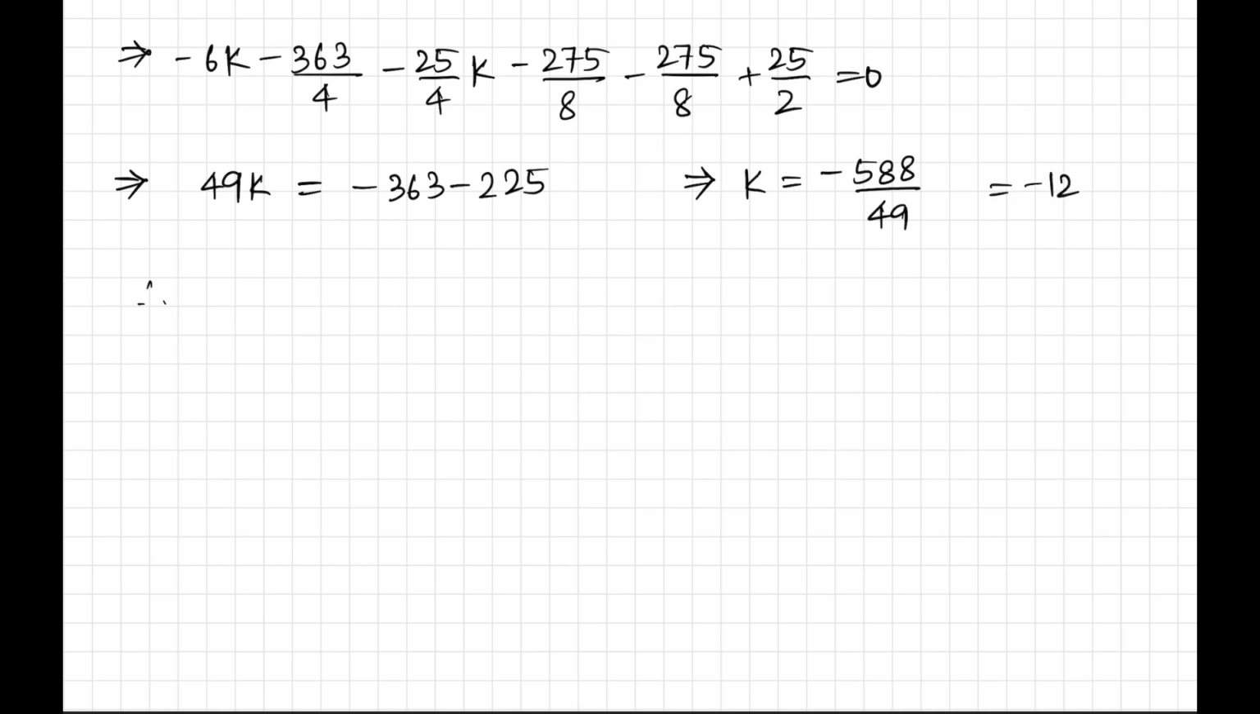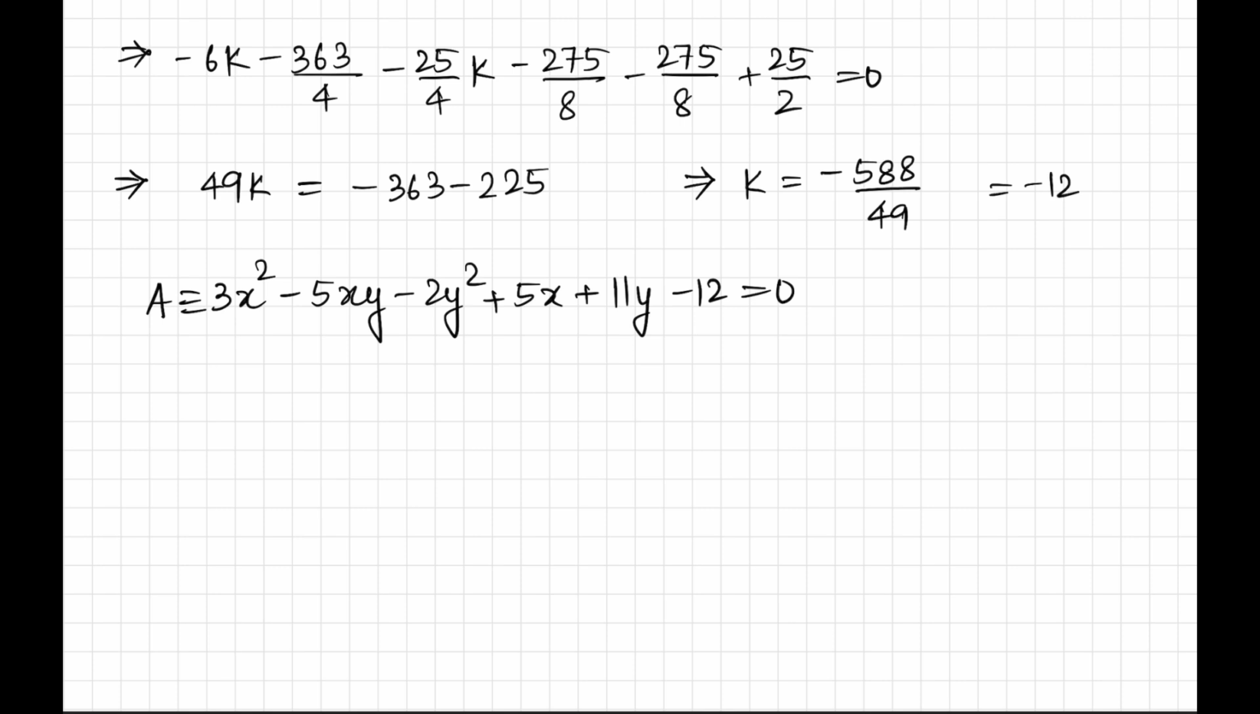So therefore, the equation of asymptotes becomes 3x square minus 5xy minus 2y square plus 5x plus 11y minus 12 equal to 0. Now we have the equation of asymptotes. So let us represent this equation by a letter A. Now we know the relation between the equation of a hyperbola, its conjugate, and the asymptotes. We know C plus H is equal to 2A.